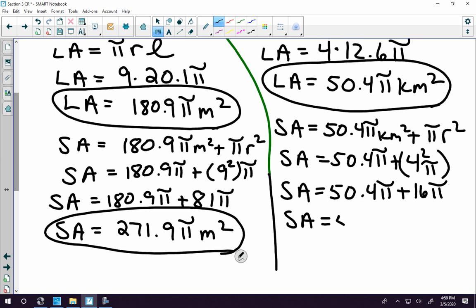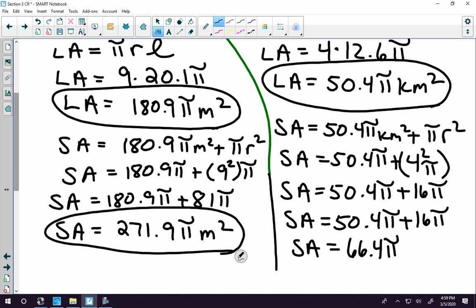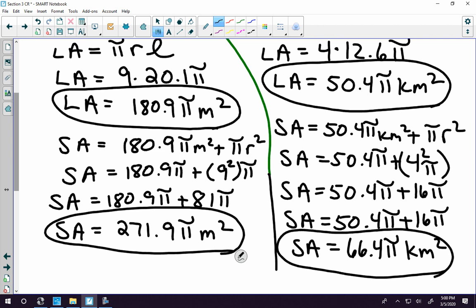So our surface area is 50.4 pi plus 16 pi, which is 66.4 pi square kilometers. So there's our total surface area of this cone.